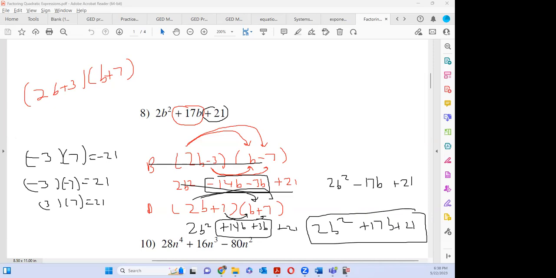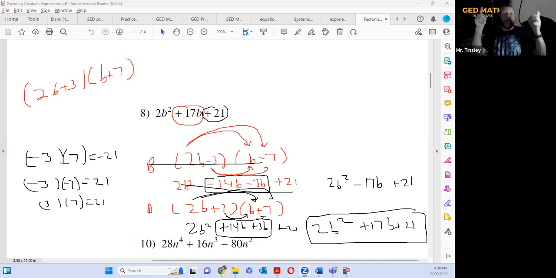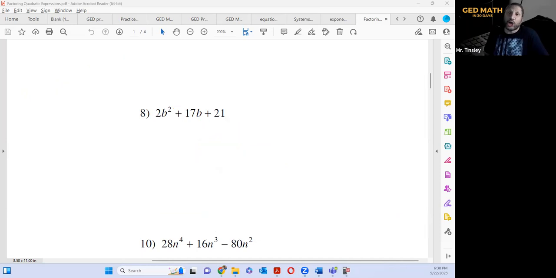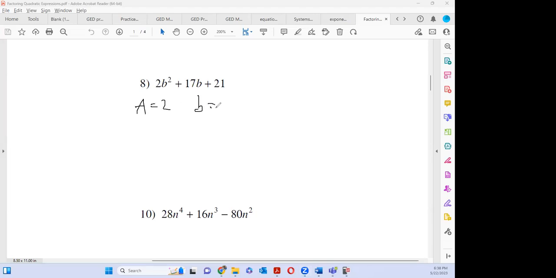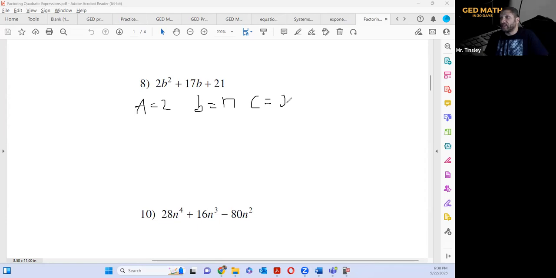Now, watch this. This problem is a doozy. This problem will take you 5 to 10 minutes. This is why I'm telling you, when you get the multiple choice, know how to multiply binomials because you're going to see a problem like this. I don't even know if I want to show you how to do this problem because it's going to absolutely take forever. Remember, A is 2, B is 17, C is 21.